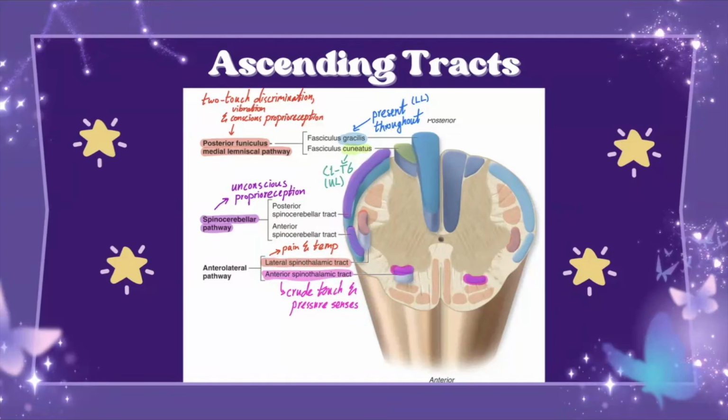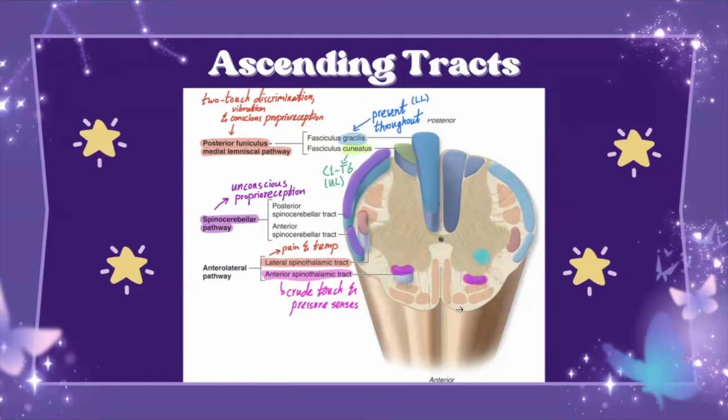What do I want to mention about this? I think we are good here. Lastly, we have the spinocerebellar pathway. The spinocerebellar pathway is responsible for unconscious proprioception. You don't really need to remember these too much. I will explain them later, but just know spinocerebellar is responsible for unconscious proprioception.